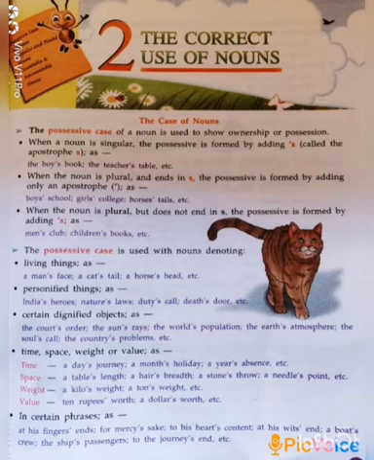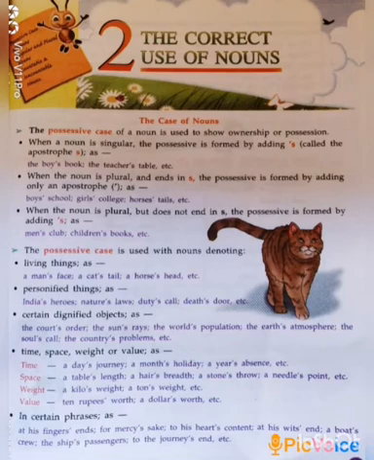Possessive case of a noun is used to show ownership or possession. When the noun is singular, the possessive is formed by adding 's, which is called apostrophe s. Example: the boy's books.